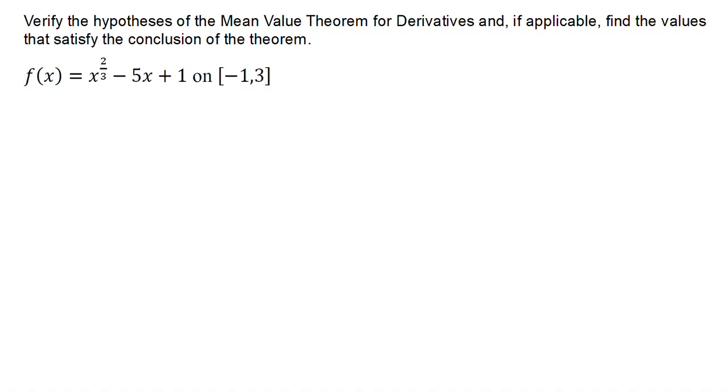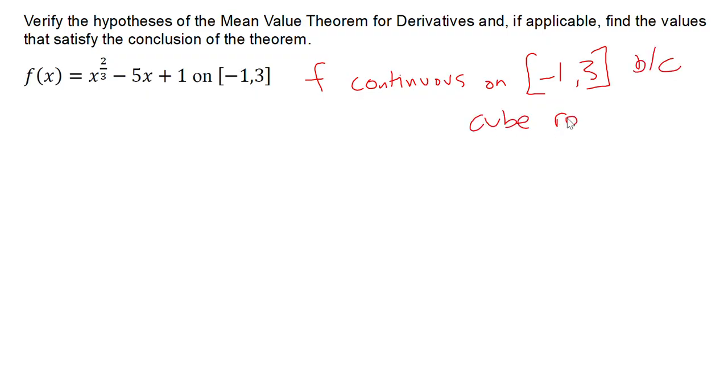For our next one here, we've got x to the 2/3 minus 5x plus 1. So first off, we have to determine if this function is continuous, right? And it's a 2/3 power function, but really that's just like the cube root of x squared, and I can cube root any number. So f is continuous on the interval from -1 to 3 because it's a cube root function. Cube root functions are always continuous.